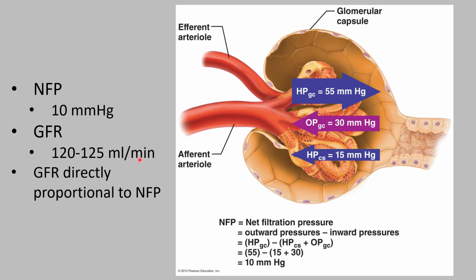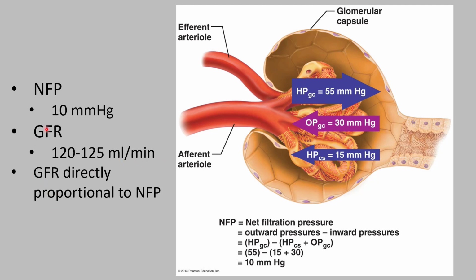Now remember, we have a lot of glomeruli. We have about 1 million nephrons per kidney. So this is not one nephron. This is not one glomerulus. This is all of the glomeruli. So we have about 120 to 125 milliliters per minute of liquid being filtered.